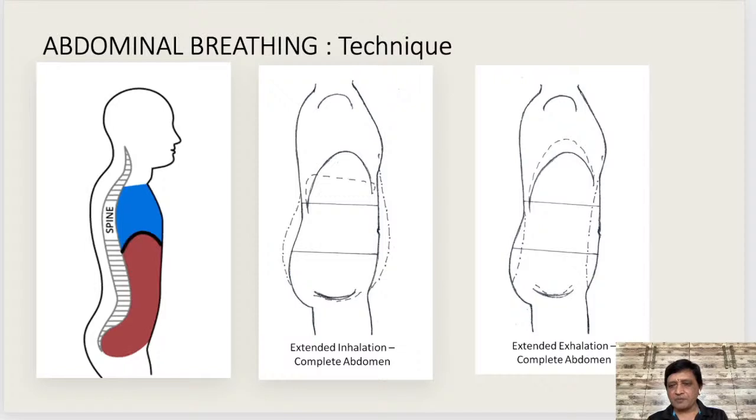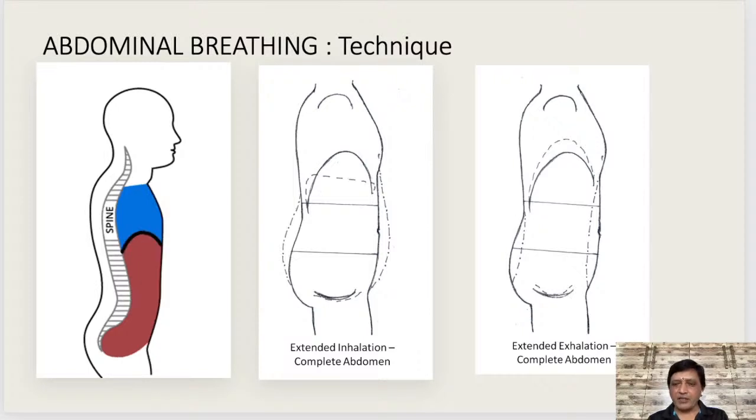Diaphragm gains its maximum movement into the chest so that exhalation also becomes longer. So let me repeat. As we inhale, the bottom of the abdomen, middle of the abdomen, top of the abdomen should expand all around. And as we exhale, first simply relax. The abdominal cavity contracts, diaphragm moves into the chest, air comes out.